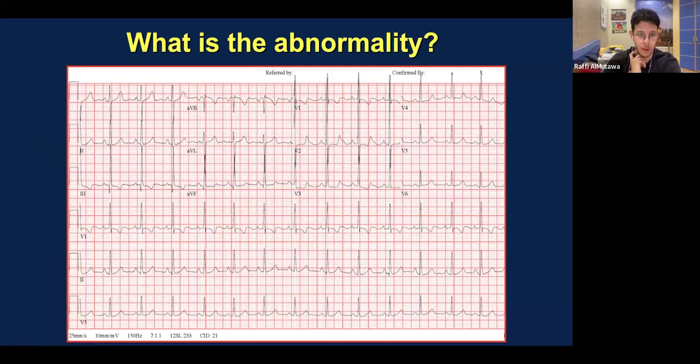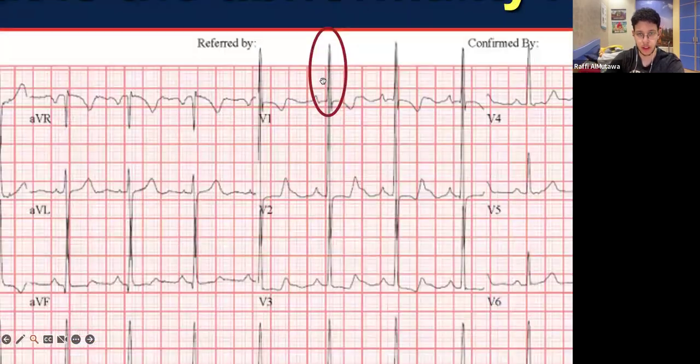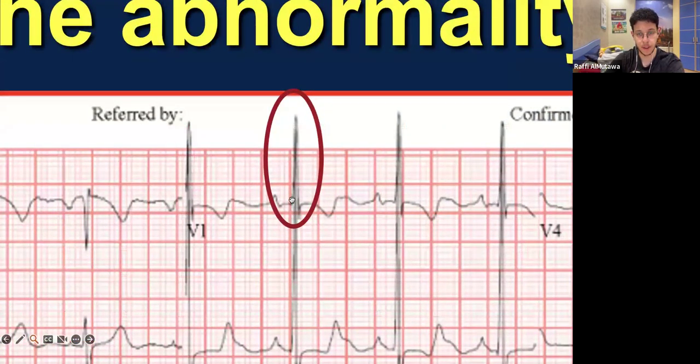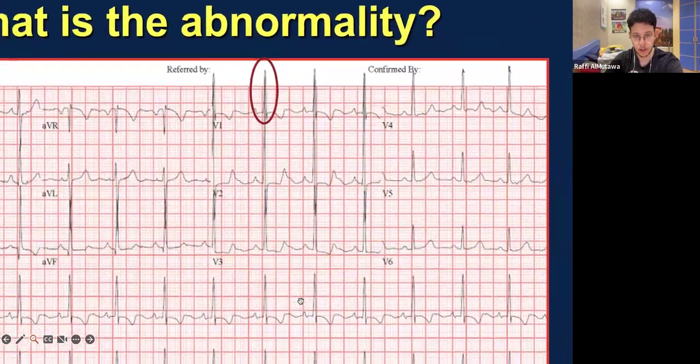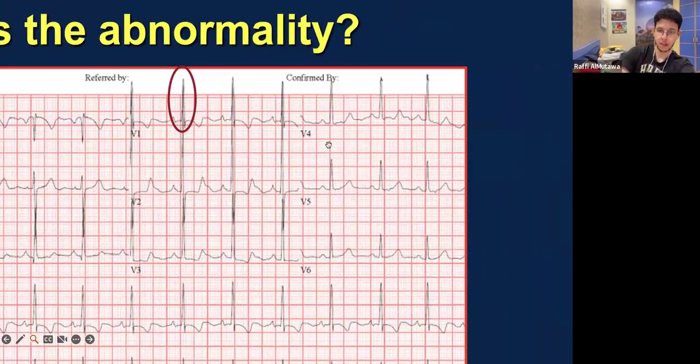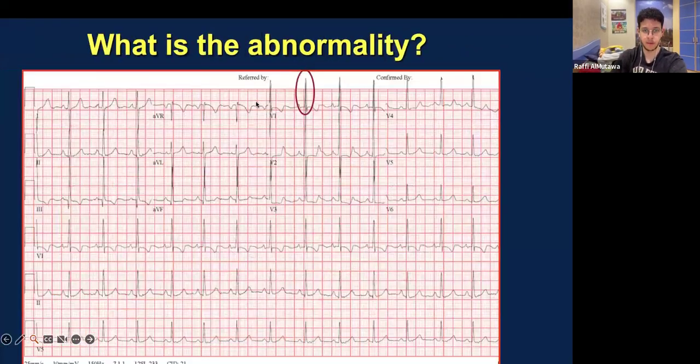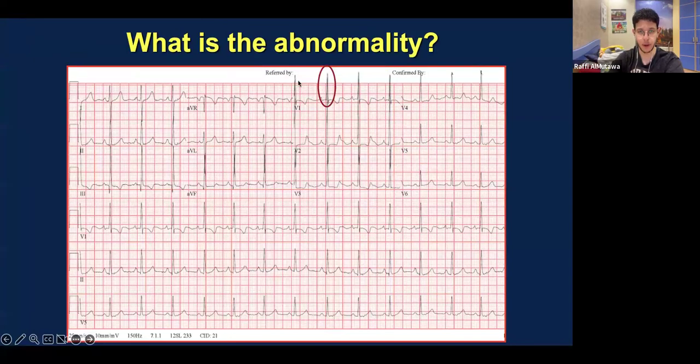So what do you guys see that's abnormal here? Okay, you think it's LVH because of tall R waves. So let's see. There are very tall R waves, but let's see the math. Over here, we have a V1 that is over 15 millimeters tall. And then V2 is tall, V3 is tall. If we look at V5 and V6, they're not as tall. So this is right ventricular hypertrophy, not left.